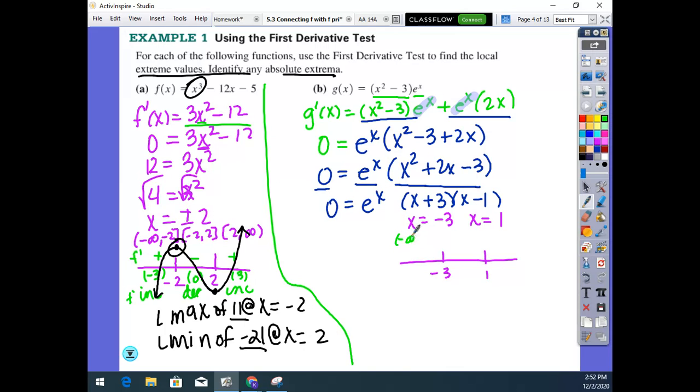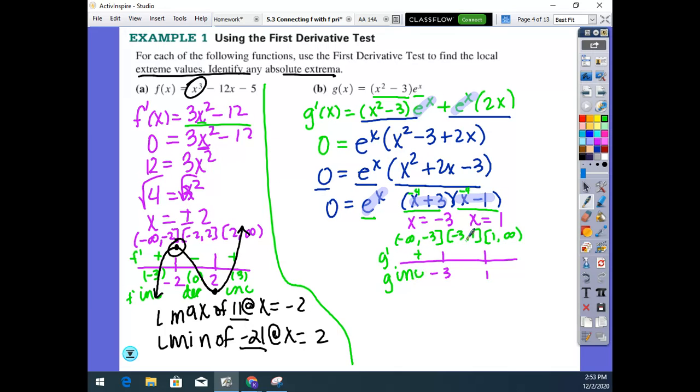Okay, so -infinity to -3, -3 to 1, and 1 to infinity. Now we're going to test the derivative, g prime. So let's try -4. Also consider the point that e to the x will always be positive. So I'm only considering my two factors of what they will be. So if I plug -4 in for x, I get a positive times a negative times a negative, which is positive, which means g is increasing.